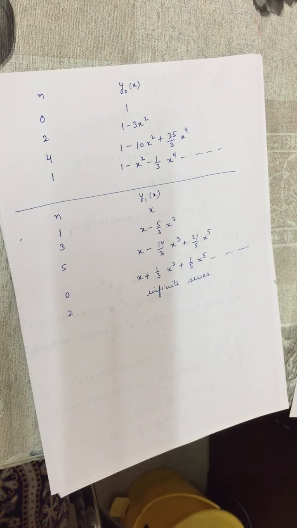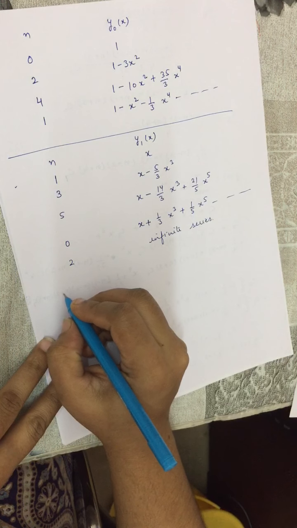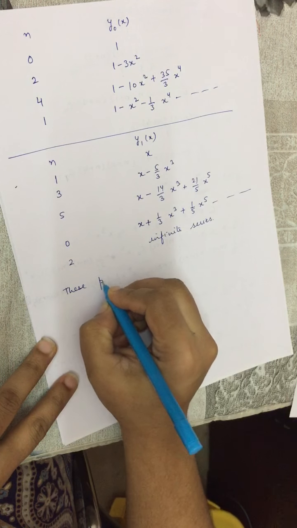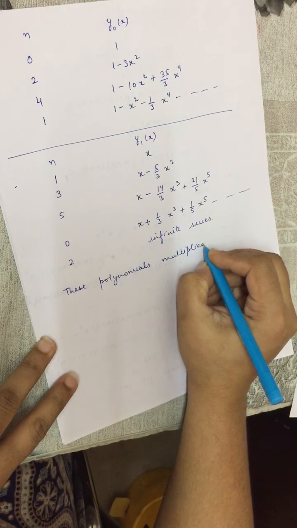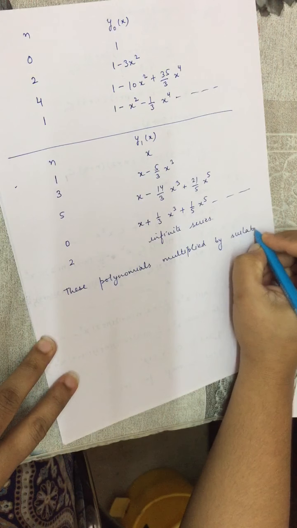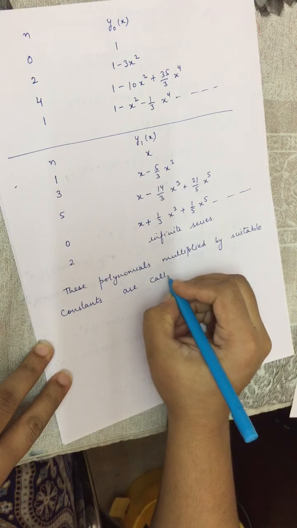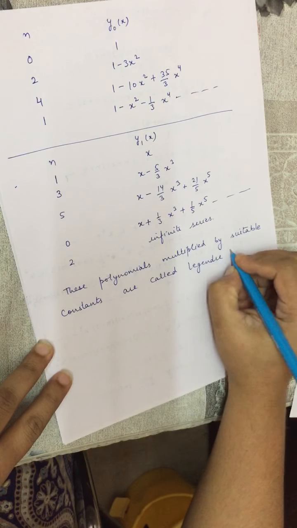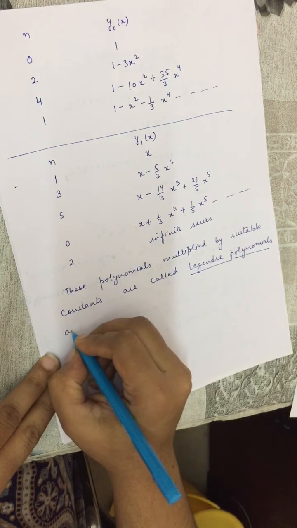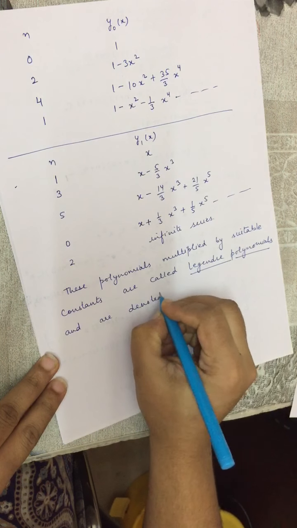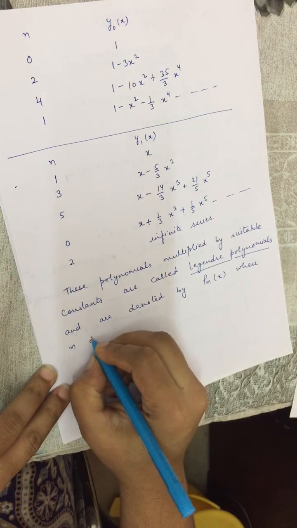The Legendre polynomials are denoted by P n x. So we can write that these polynomials multiplied by suitable constants are called Legendre polynomials and are denoted by P n x, where n denotes the order of the polynomial.